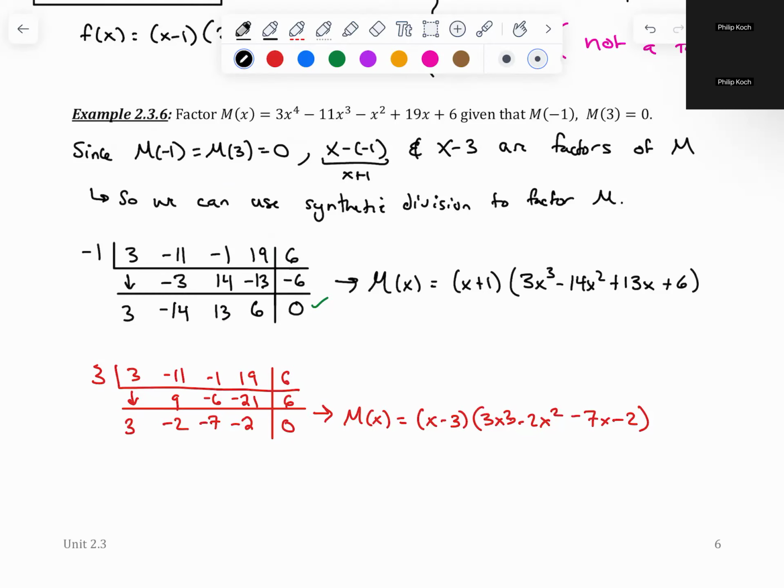I guarantee you, if you FOIL these both out, if you're bored this weekend or if you're trying to fall asleep, FOIL these two things out, you'll get back to m of x being 3x to the 4th minus 11x cubed, and so on. So doing it like this doesn't get us to the final factorization. It kind of just makes us go in circles, because as it stands, there's no real way to factor the x cubed portions.